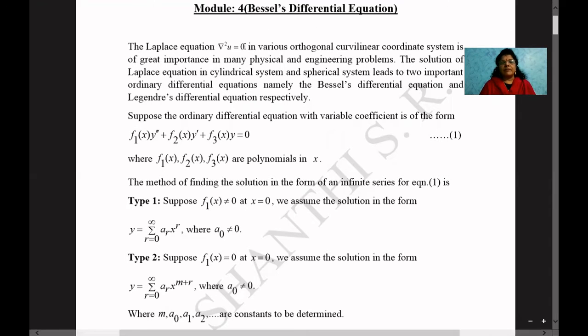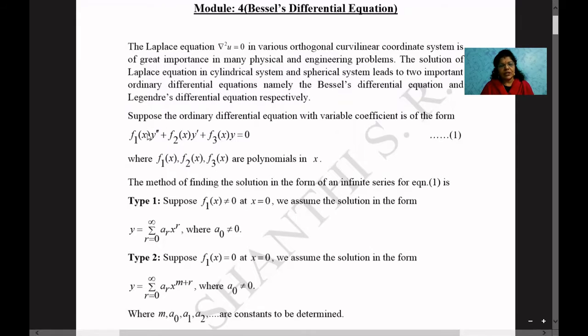The Laplace equation del square u equal to 0 in various orthogonal curvilinear coordinate systems is of great importance in many physical and engineering problems. The solution of this del square u equal to 0 in the cylindrical system is called the Bessel differential equation, and the solution of this Laplace equation del square u equal to 0 in the spherical system leads to the Legendre differential equation.